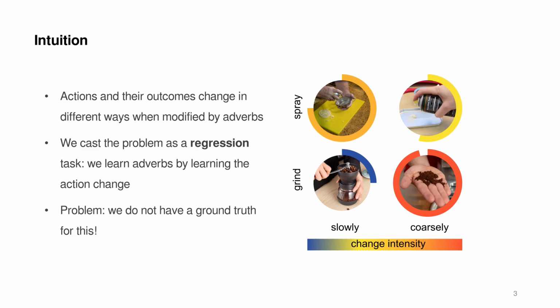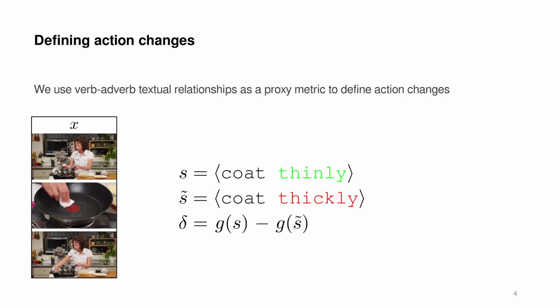To do this, we cast the problem as a regression task. The problem is that we don't have a ground truth that quantifies the change we want to learn. In other words, we do not have a regression target. To define the action change applied by adverbs, we measure textual relationships between verbs and adverbs.